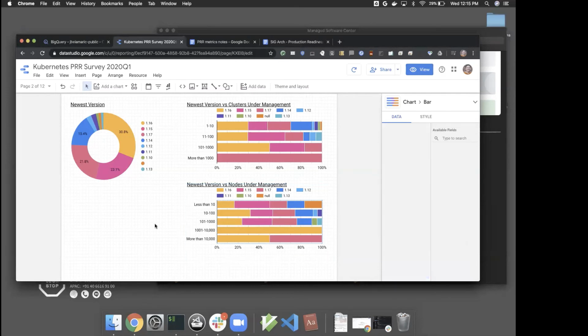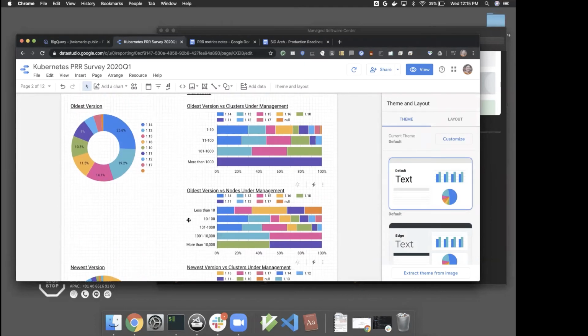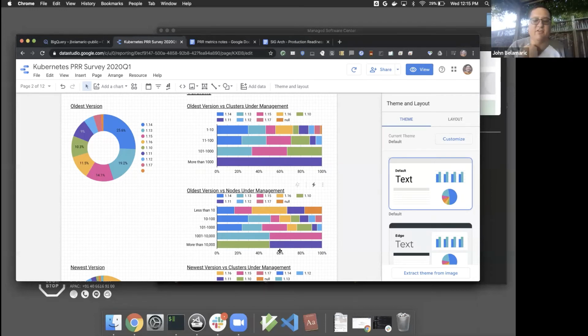You mind scrolling up just for a second to the oldest version again, so we can look at the between 10 and 10,000 nodes under management and compare. Wow, so overall they do span a lot of versions. Yeah, there's really a lot of versions. It might be interesting to look at the span of versions, the distribution of how many respondents are running what number of versions.